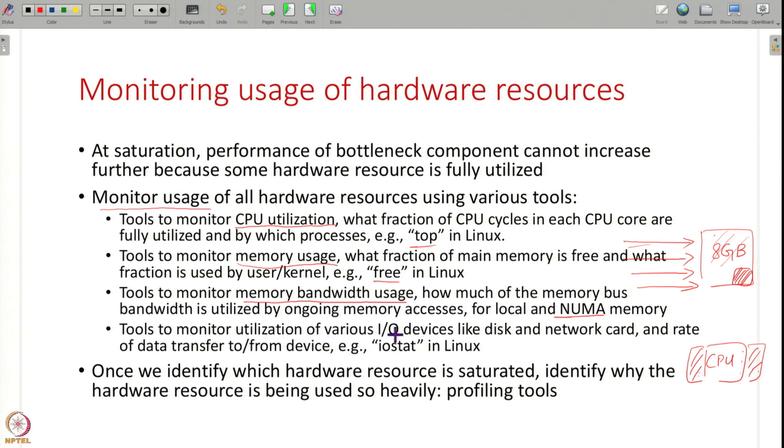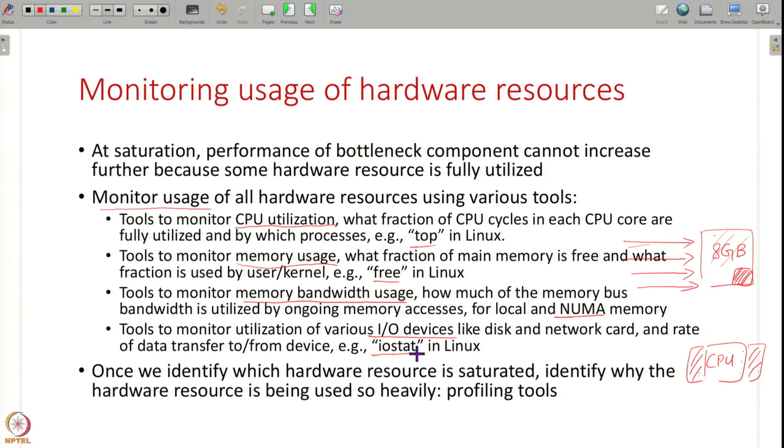Then you also have to monitor utilization of IO devices. Every IO device can only process data at a certain rate. The disk can only do so many reads per second, so many writes per second. It has a capacity, and if you are exceeding that capacity then your system performance will hit a bottleneck. You can monitor all of this. There are tools like iostat in Linux that tell you the rate at which your device is reading or writing data.